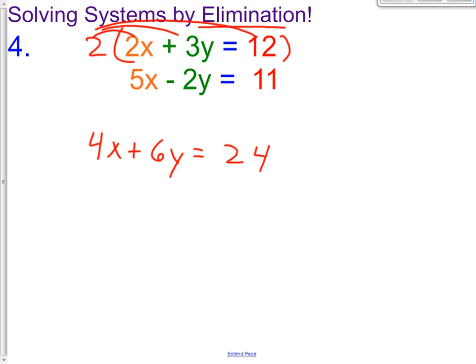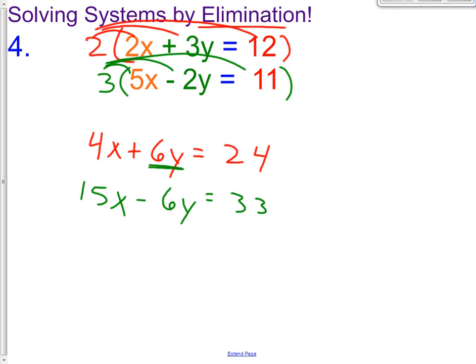So I successfully got my 6y right there. Now with this equation, I want to get this part to be a negative 6y. So if that's the case, let's multiply everything by 3. Now let's distribute all of this. 3 times 5 is 15x. 3 times a negative 2 is a negative 6y. And 3 times 11 is 33. So now as you can see, I have successfully gotten my y's to be the same number, one a positive 6, one a negative 6.